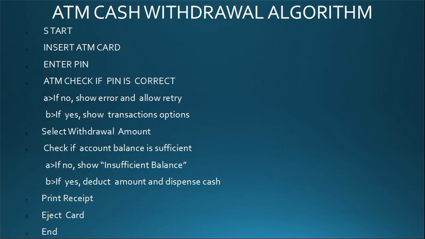Then, after dispensing the cash, the next step is to print receipts. After printing the receipts, the next step is to eject the card and end the algorithm. That is the ATM cash withdrawal algorithm.